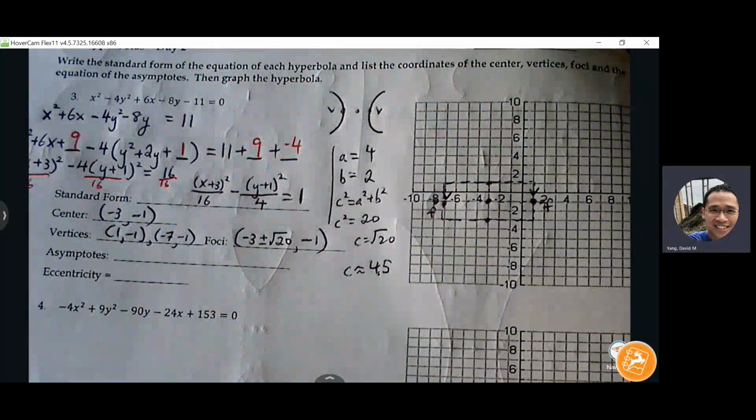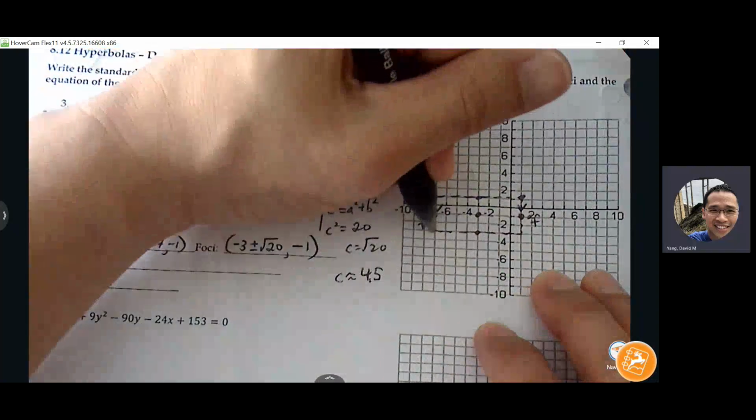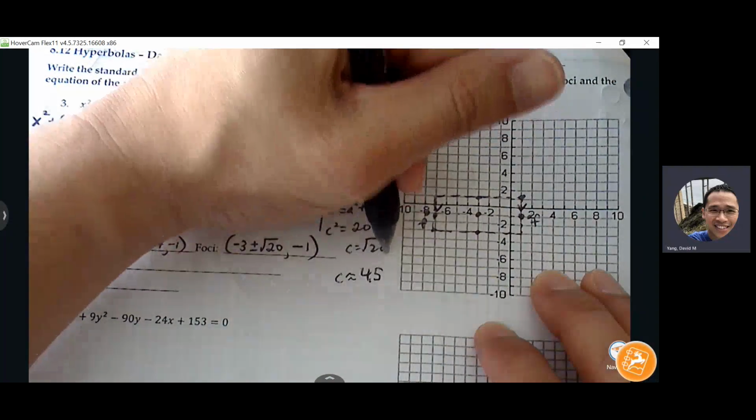Okay, you're gonna draw a rectangular box that's gonna hit your co-vertices and your vertices. Highlight your corners. And draw a dotted line that goes from corner to corner.